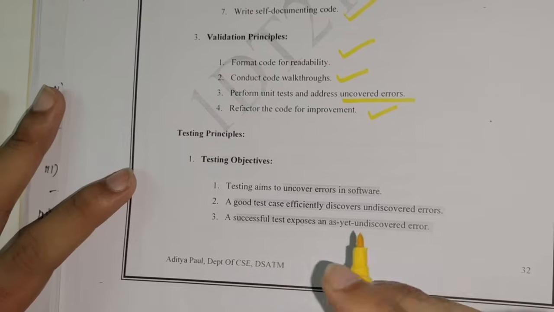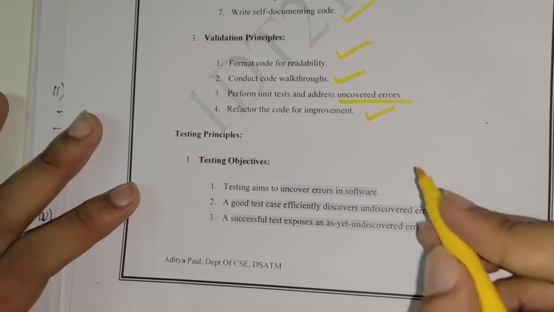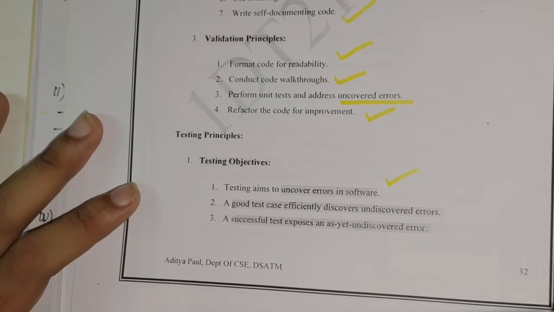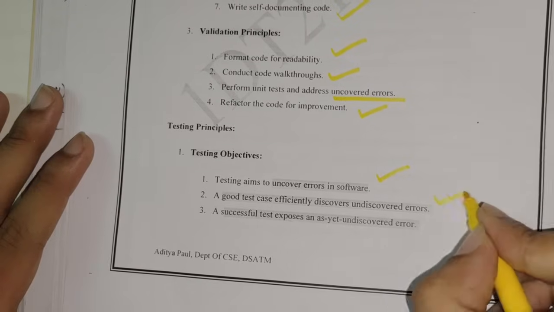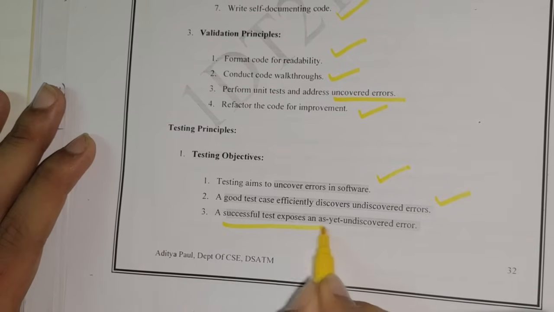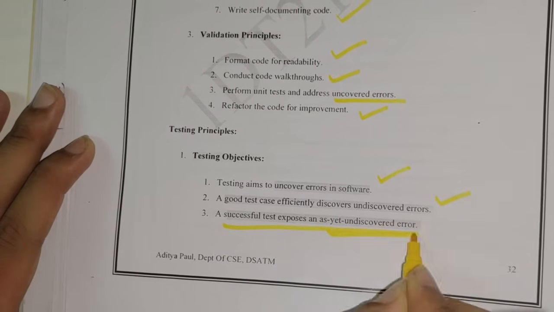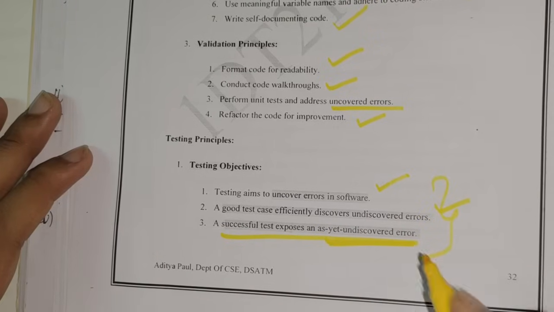Now we'll look into the testing part. In testing, what are the testing objectives? Testing aims to uncover the errors in software. A good test case efficiently discovers undiscovered errors, and a successful test case exposes a yet undiscovered error. So the same thing has been repeated in three sentences here.